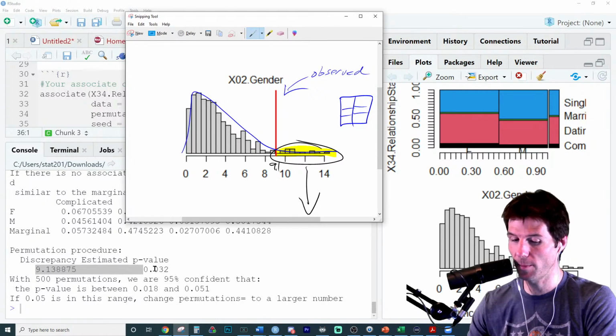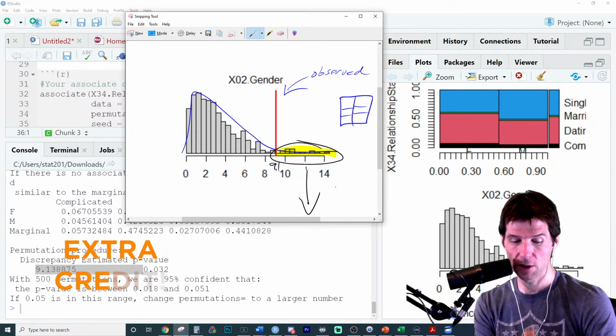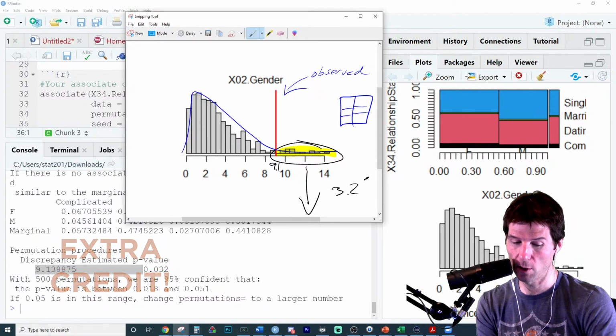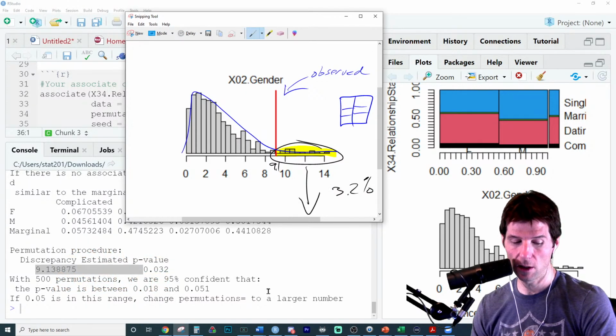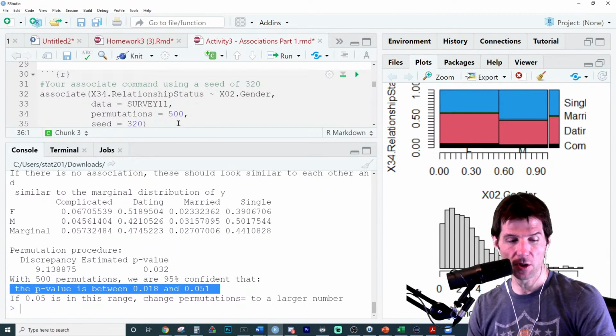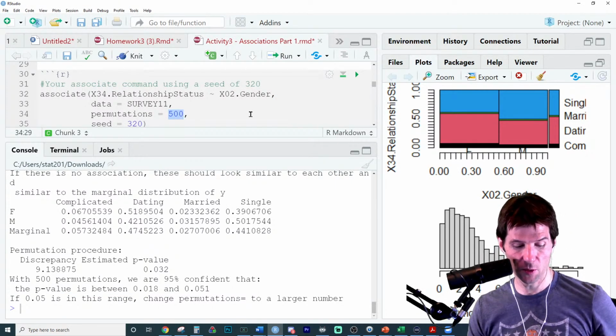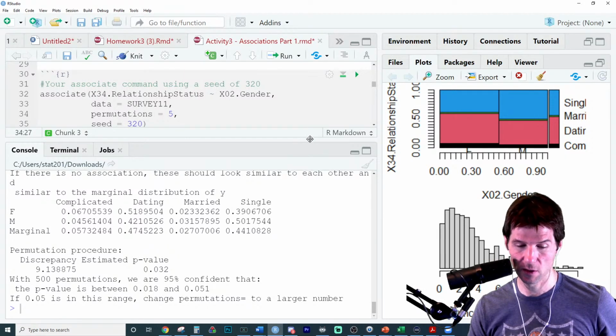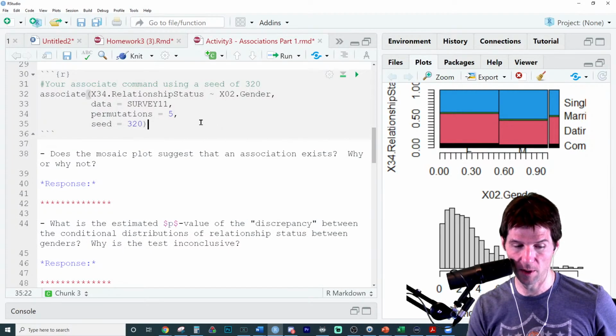P-value, great job, Alyssa, right there. Yep, p-value. So this is actually 3.2% of the shaded curve. Now, our result is inconclusive because we have here 0.05 in the interval. But I want you to think about this. Ready? I'm going to run 5 permutations, and I'm only doing 5 randomness right here.